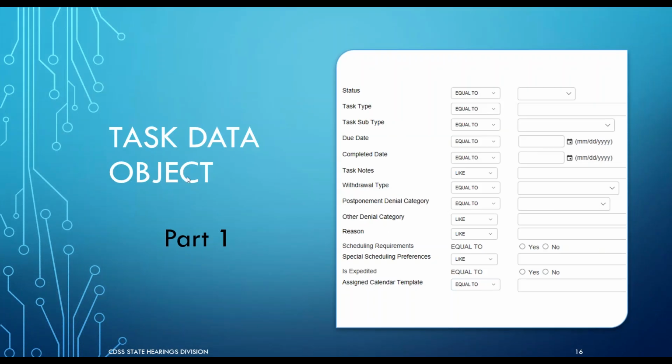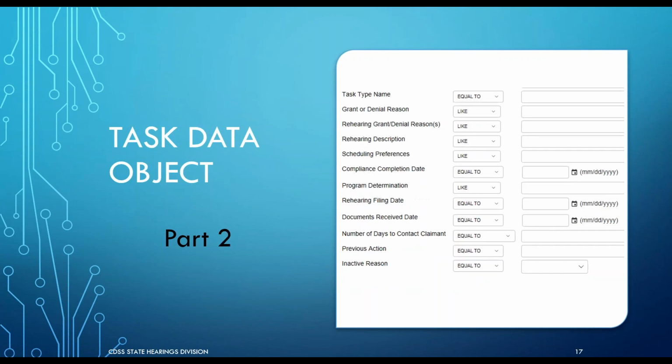Here is the task data object. So if you're searching based on a particular task, you can use these different fields. And I have to confess, I very rarely use the task data object when I'm looking at cases. And here's some more task fields that are available to you.